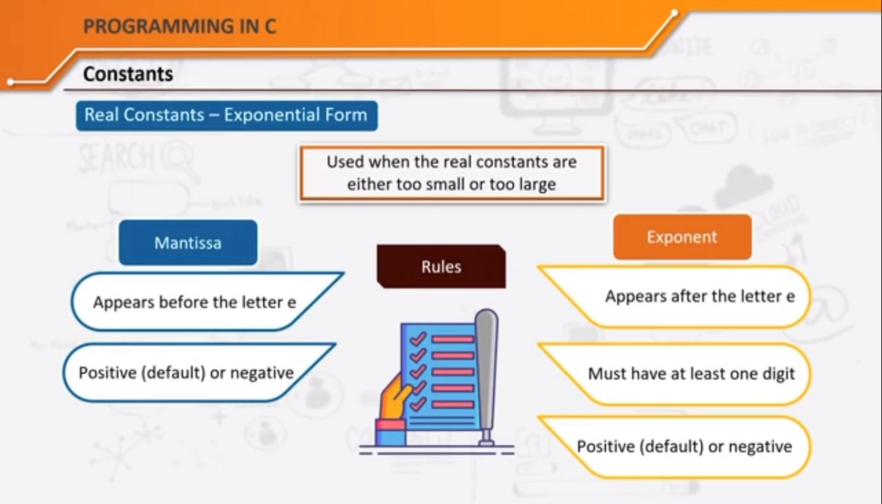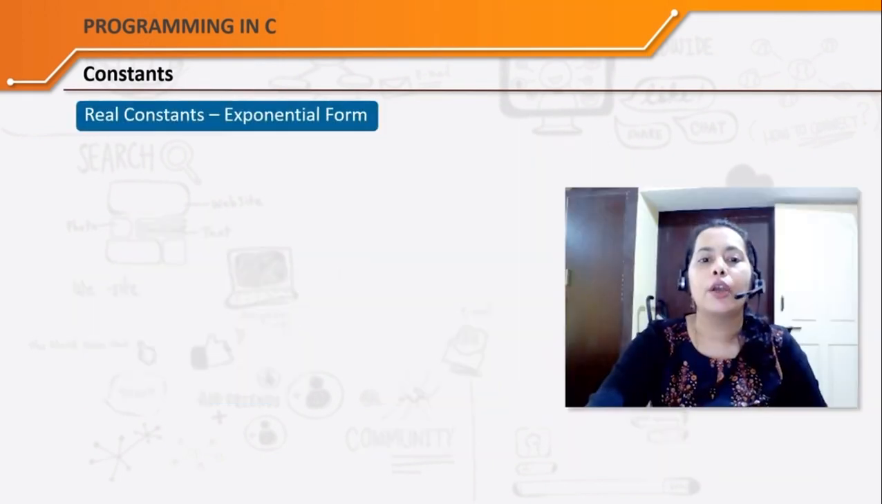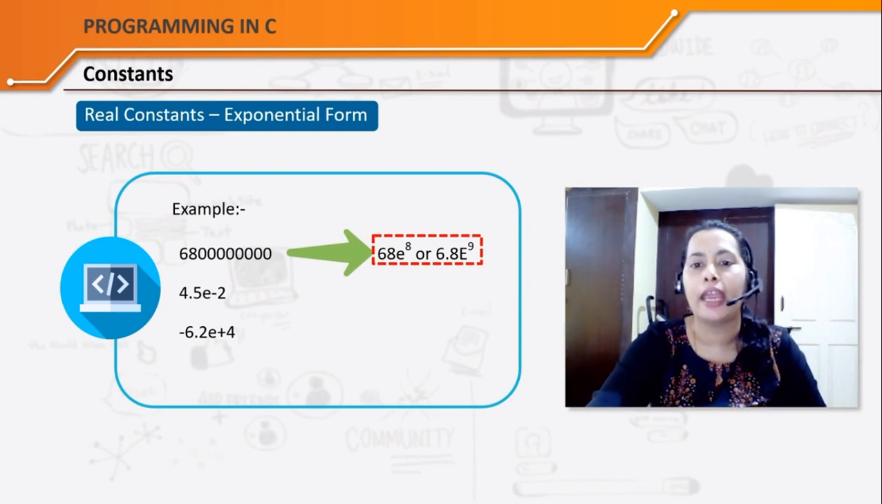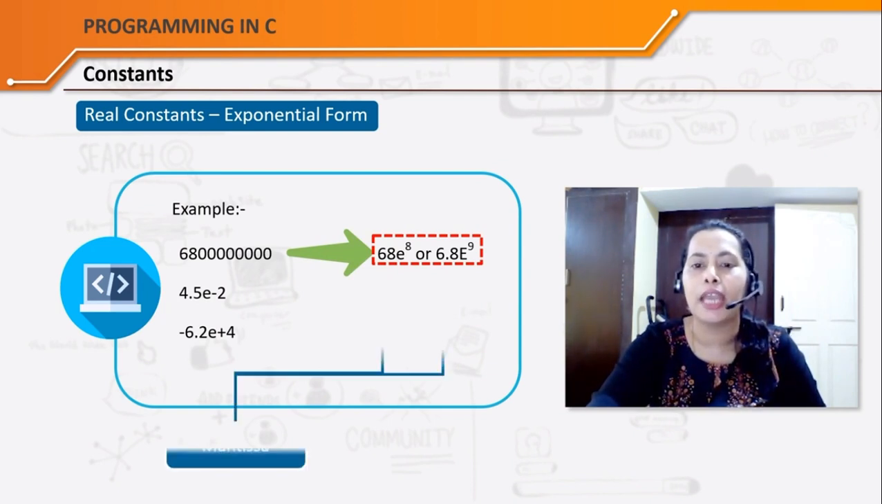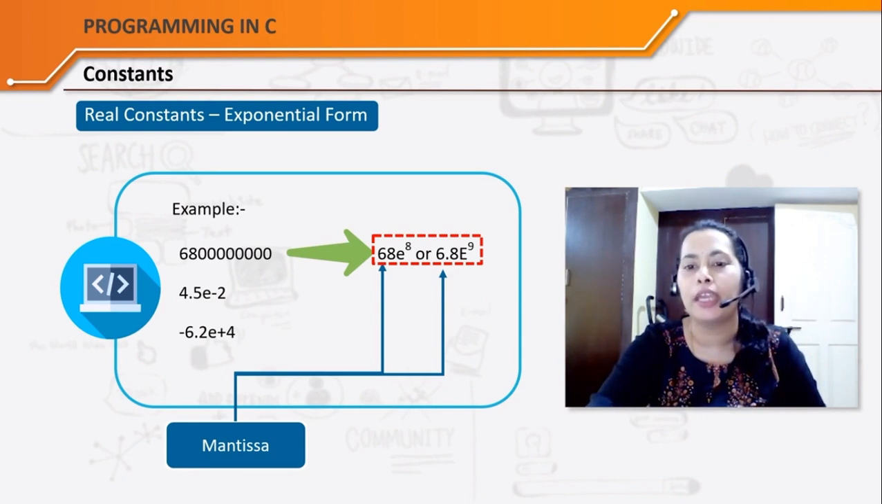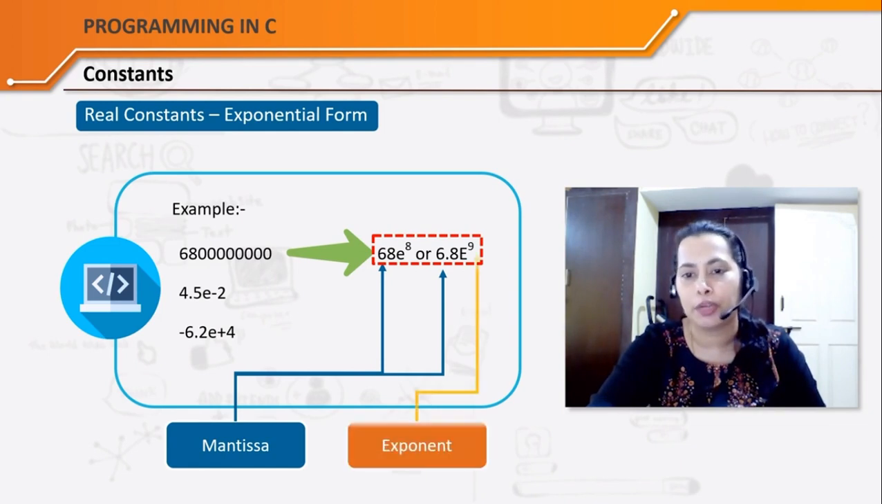There must be no commas or blank spaces within the real constants here, and we have to see to it that the mantissa part and the exponent part are separated by either a small letter e or a capital letter E. Now in the example that we see here, 68 followed by 8 zeros can be represented in exponential form as 68E8, representing 8 zeros. 68 is the mantissa part, or you can also express it as 6.8E9, 6.8 being the mantissa and 9 being the exponent part.